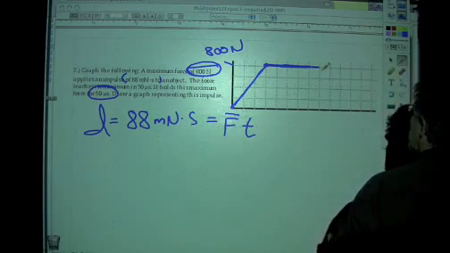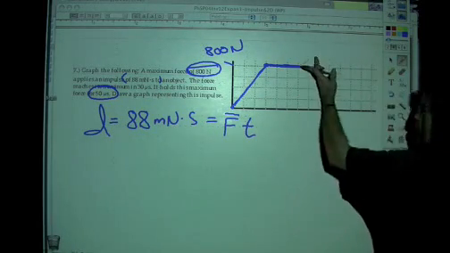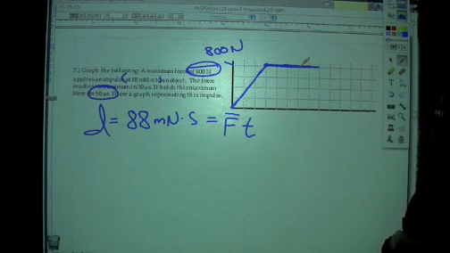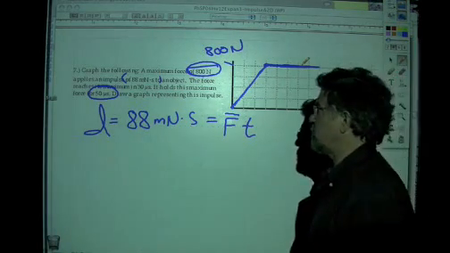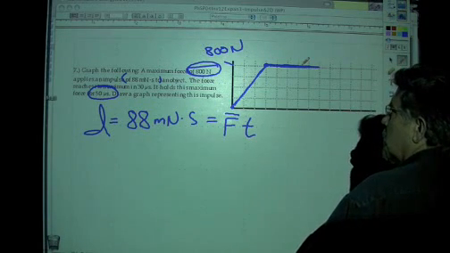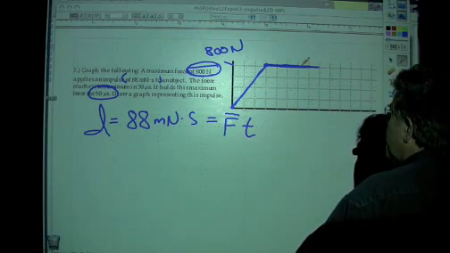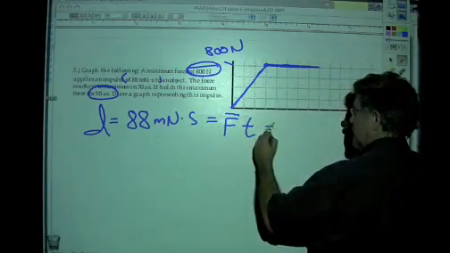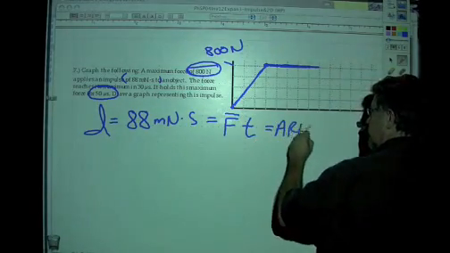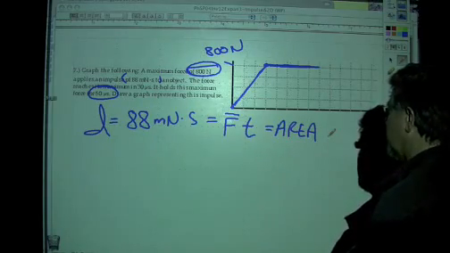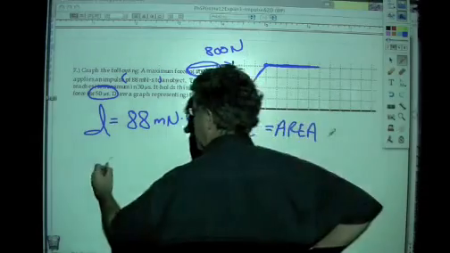Now, here's the problem. I don't know where to end up. I can't assume it's symmetrical, and that's where the students hit a wall when they're working this problem. So let's think about it. We also know that the impulse is the area of this thing, so maybe the way to go about this is to determine the area. So let's go down and look at our numbers.